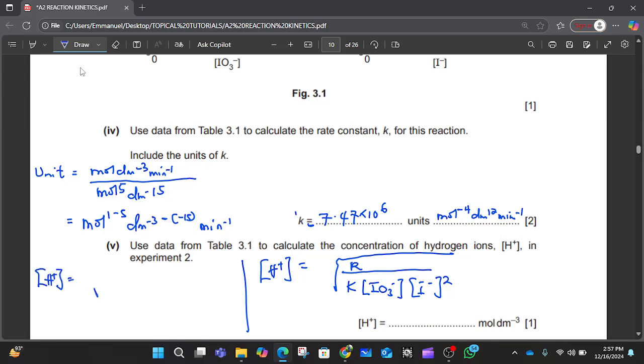So H plus is equal to the square root of the rate, which is 4.20 times 10 exponent negative 2, divided by the K, which is 7.47 times 10 exponent 6, times the concentration of IO3 minus, which is 0.04, times the concentration of I minus squared, which is 0.025 squared. So we get 2.25 times 10 exponent negative 2 mole per decimeter cube.